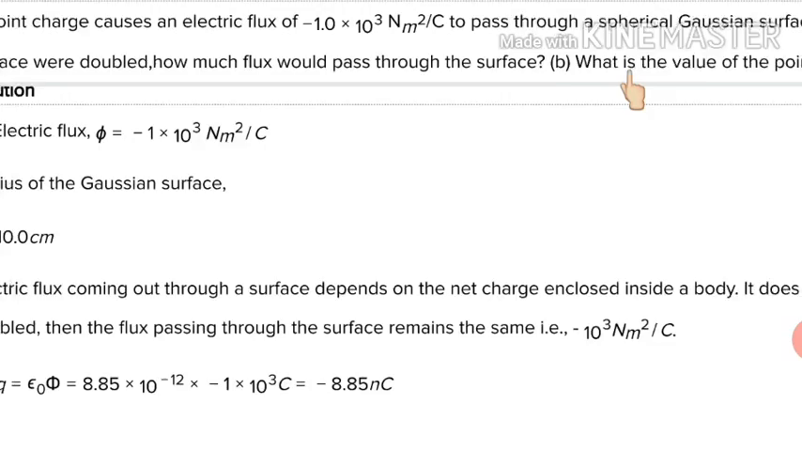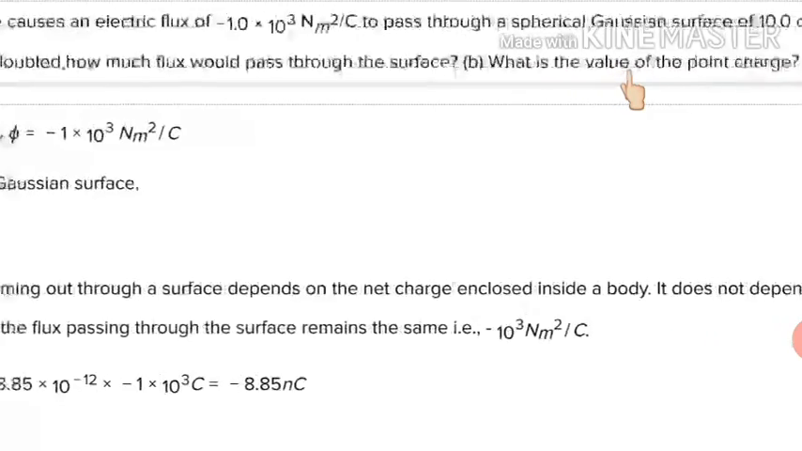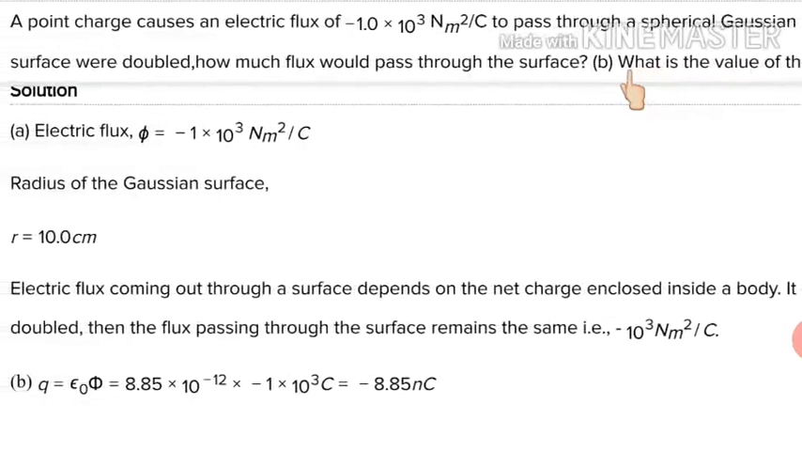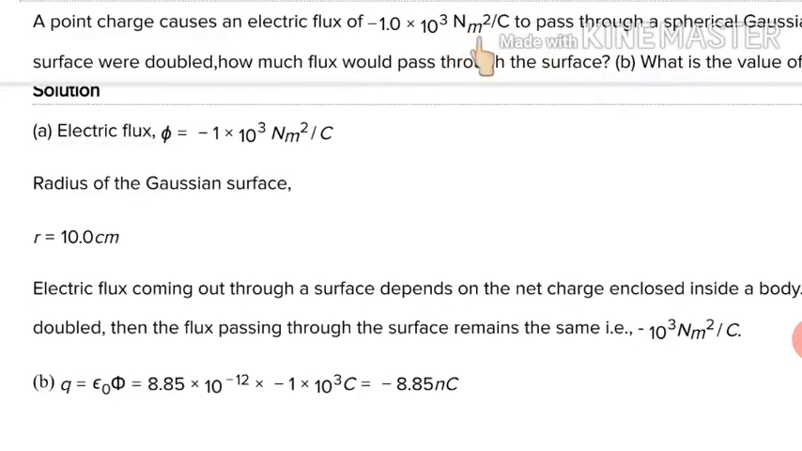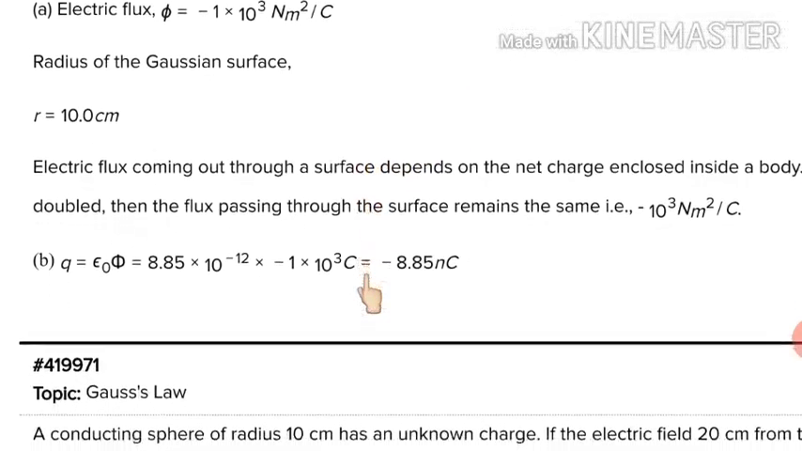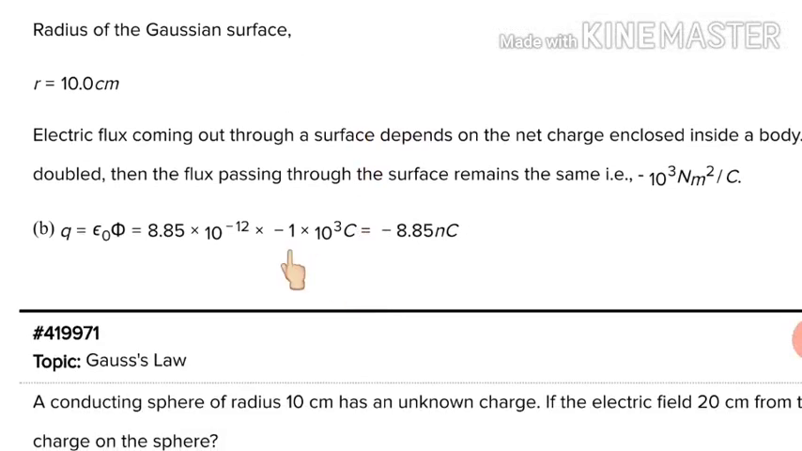Now the second part of the question is, what is the value of the point charge? They have given us the value of flux and they're asking us to calculate the value of Q. Again we will be using Gauss law, which says that phi is equal to Q upon epsilon naught. So Q will be epsilon naught into phi. The value of epsilon naught is this, and the value of phi is given in the question. When we solve it, finally we have this value. So I hope the solution of this question is also clear.